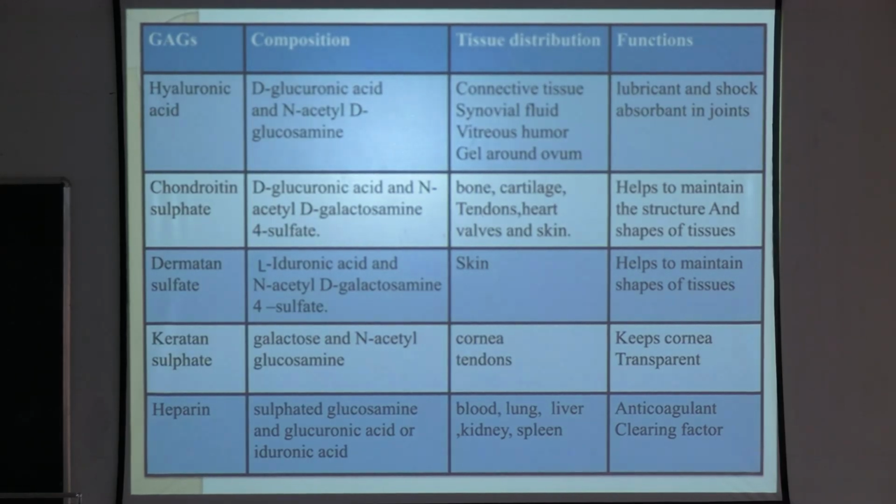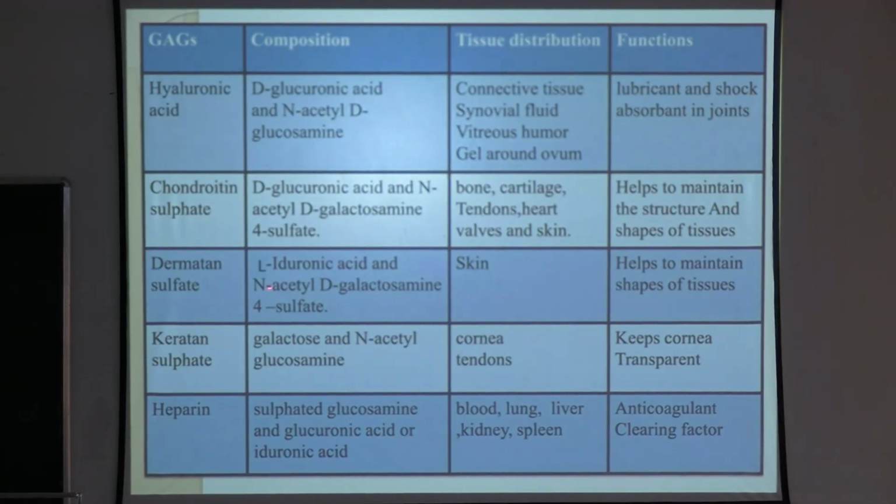So how many mucopolysaccharides contain glucosamine? Other than C and D, all of them have glucosamine. Simple glucosamine is in heparin and heparan sulfate, that is, sulfated glucosamine. But in hyaluronic acid it is N-acetyl glucosamine. Also in keratan sulfate, N-acetyl glucosamine.